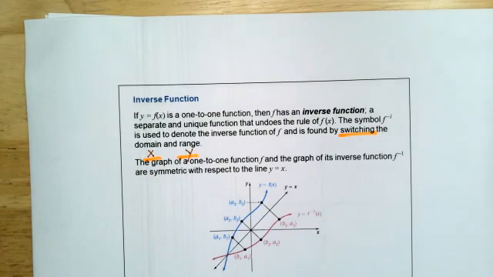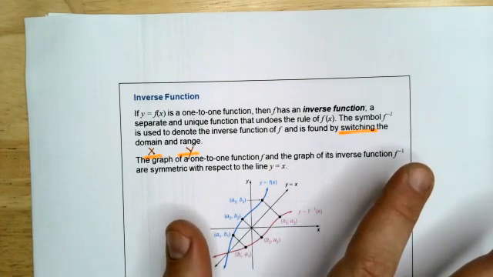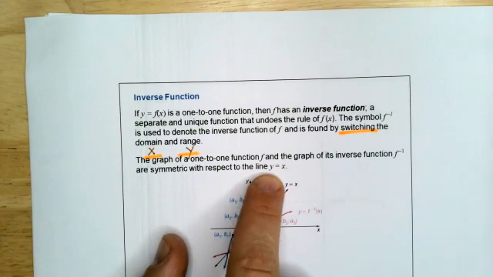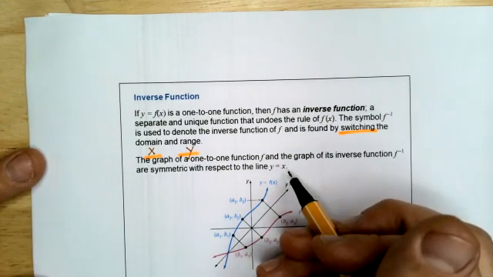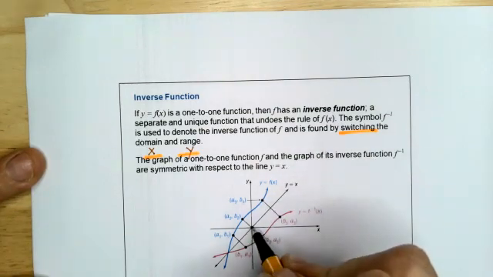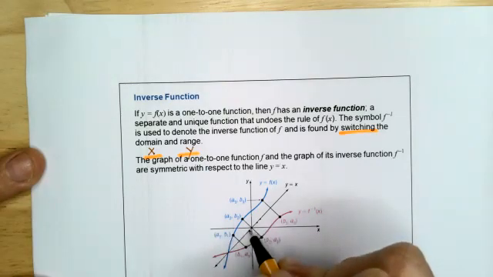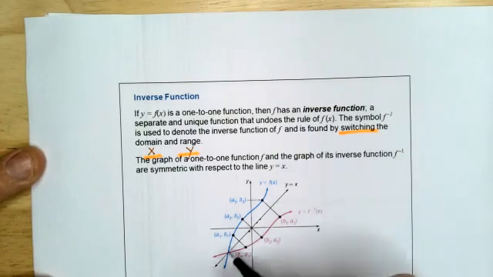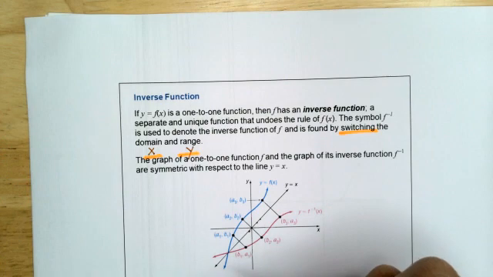Okay. The graph of a one-to-one function f and the graph of its inverse function, the inverse of f of x, are symmetric with respect to the line y equals x. Okay, and so remember, if you think about the line y equals x, that just means when y is 0, x is 0. When y is 1, x is 1. When y is 2, x is 2. When y is -1, x is -1, right? So it's just this line straight through the middle of quadrant 1 and quadrant 3. Good?